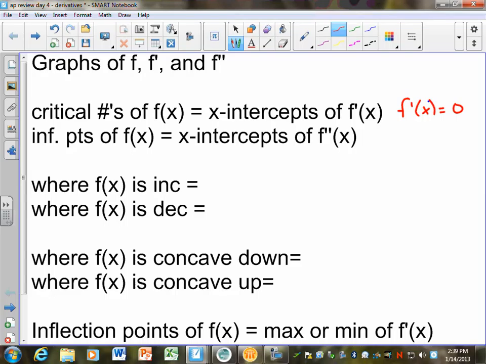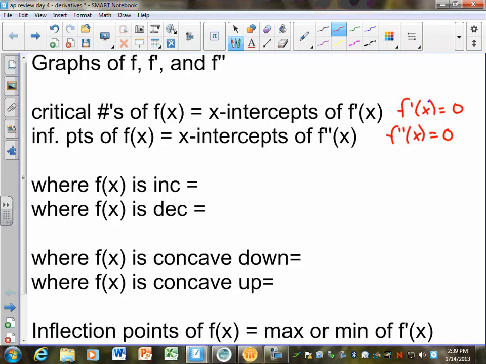Remember that not every x-intercept on the derivative is necessarily a max or a min. You have to check to see that it changes sign. Your inflection points of your original graph of f of x will be the x-intercepts of your second derivative, and again, because that's where your second derivative is equal to 0. Again, you have to check that it changes sign there in order for it to definitely be an inflection point.